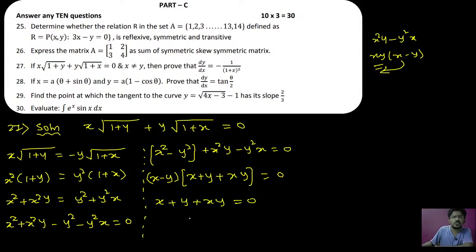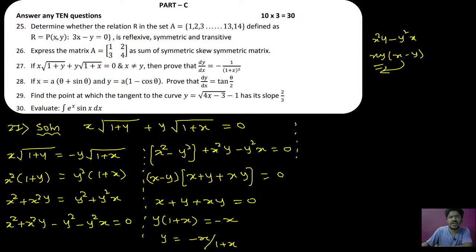Here you can take y common. Take plus x to the LHS, it will be y times 1 plus x equal to minus x. So y will be equal to minus x divided by 1 plus x.